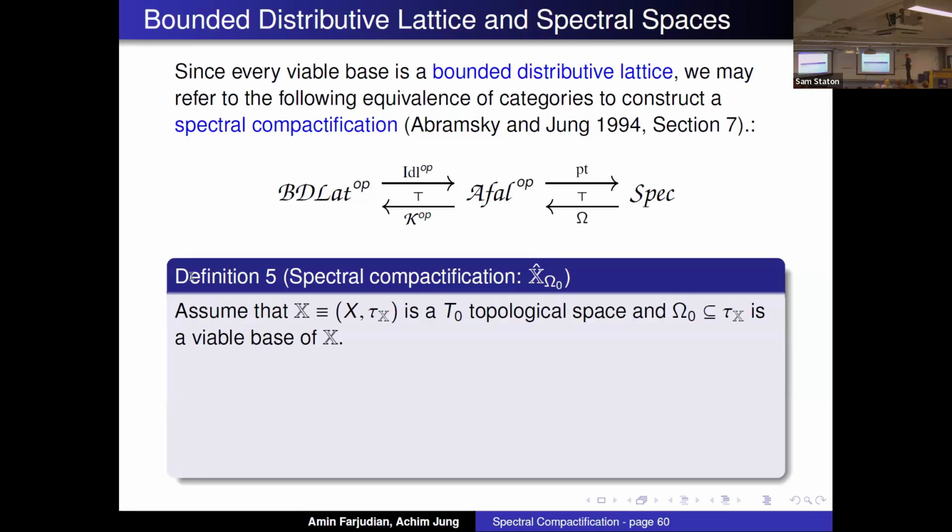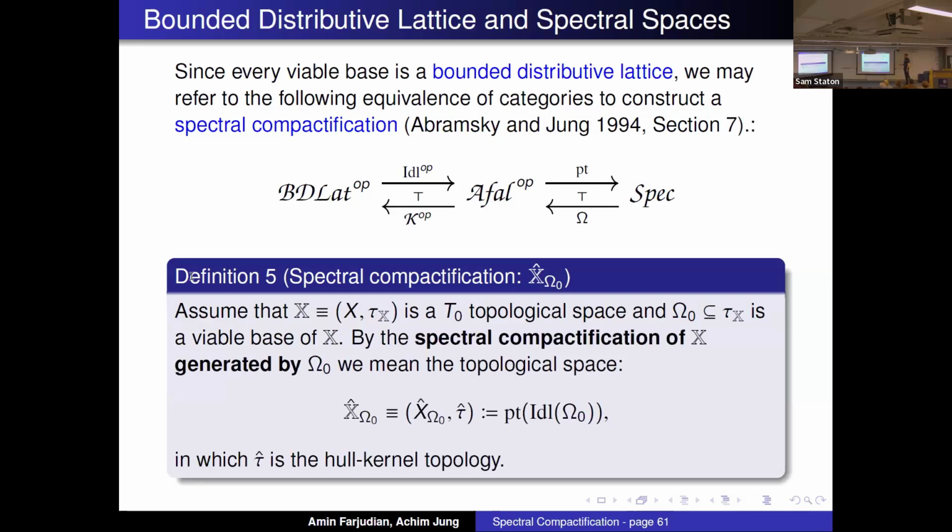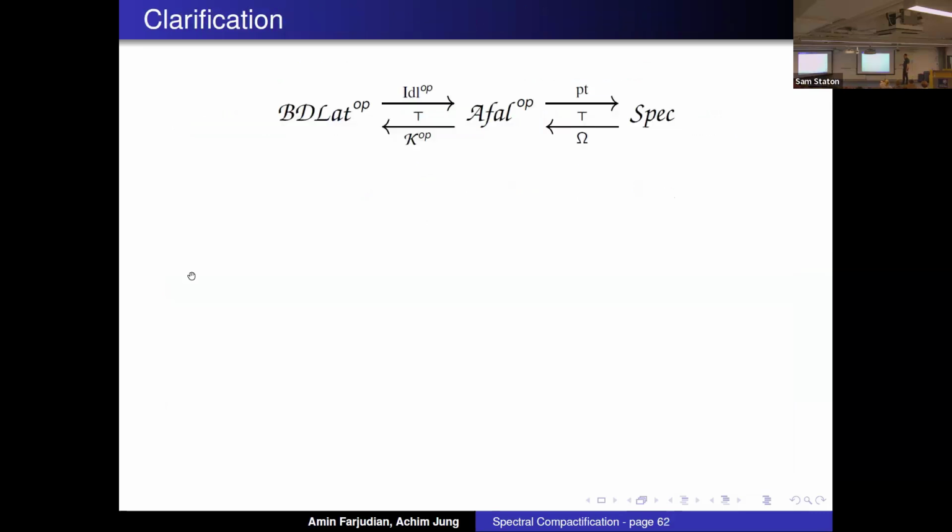So assuming that X is a topological space and omega 0 is a viable base of X, then by the spectral compactification of X generated by omega 0, we mean the topological space that you get out of applying ideal completion followed by the PT functor. And as we can tell, what you get depends on omega 0. That's why we say generated by omega 0.